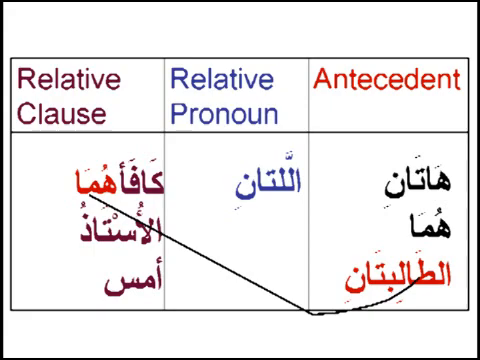هاتان هما الطالبتان اللتان كافأهما الأستاذ أمس. What about this one? Yes, dual feminine. In this example, notice that الطالبتان, اللتان, and the relator هما appended to the verb كافأ are all suitable for a dual feminine. The English translation is, these are the two female students whom the teacher awarded yesterday. Or, literally, these are the two female students whom the teacher awarded them yesterday.